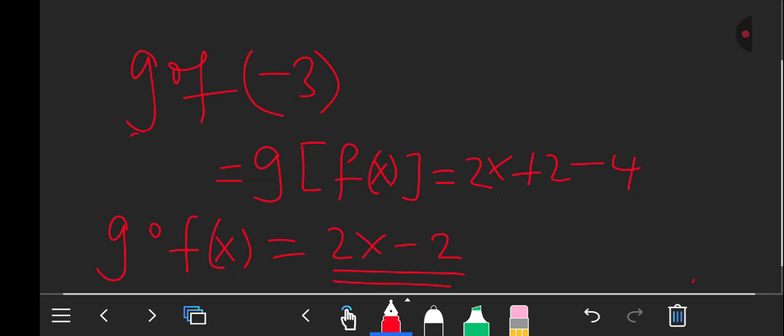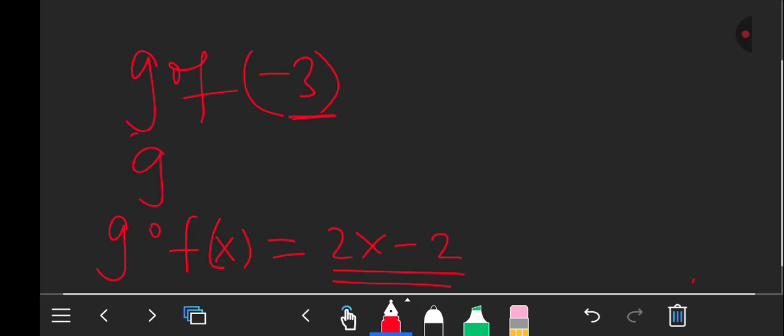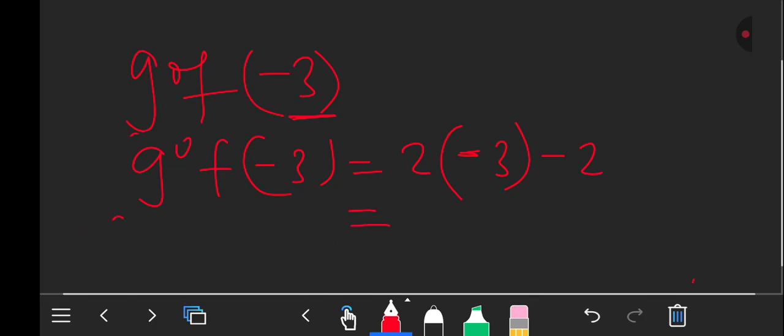So now they have said where there is x, substitute negative 3. So what it implies now is g of f of negative 3. It is negative 3, mind you. Where I see x, I'll substitute negative 3, then minus 2. So what answer am I going to get there? 2 multiplied by negative 3 is negative 6, then minus 2. Negative 6 minus 2, I'll get negative 8. So this is the answer. That is how to find the result.